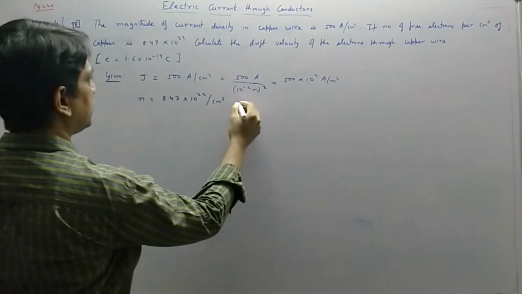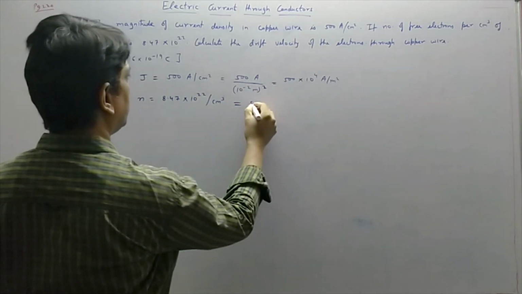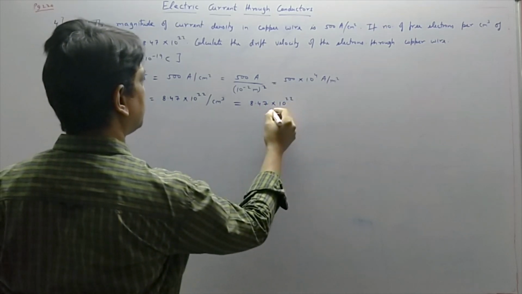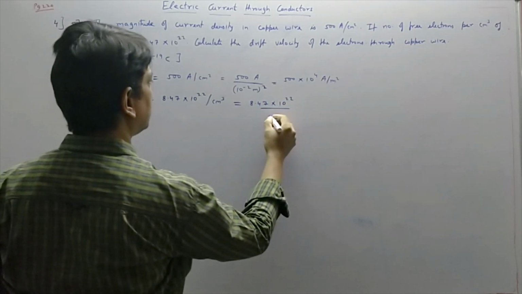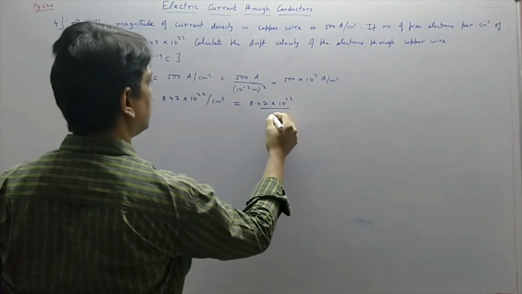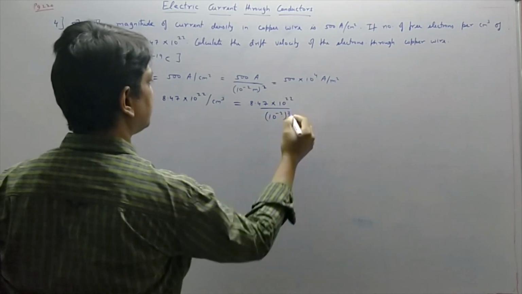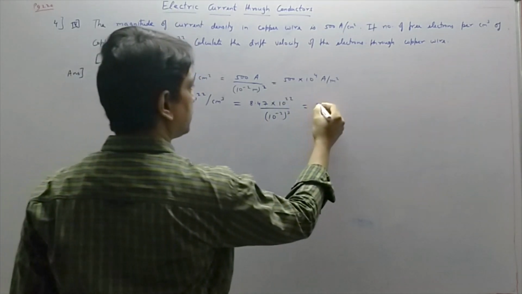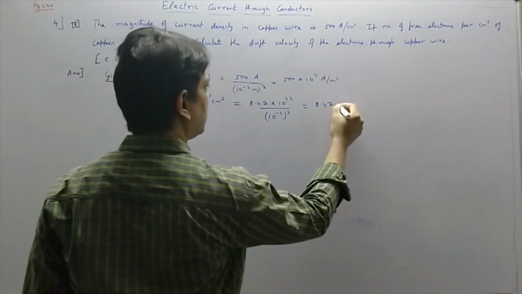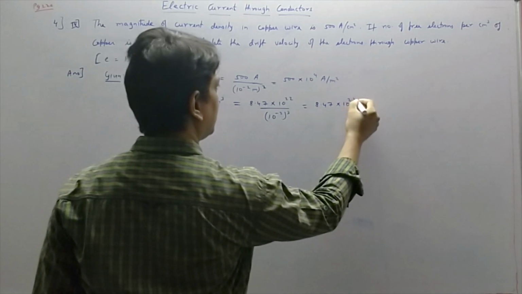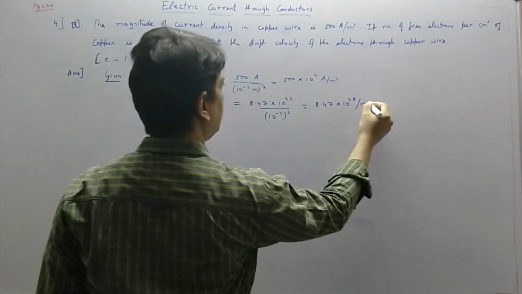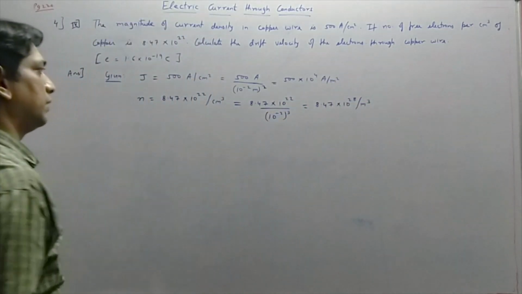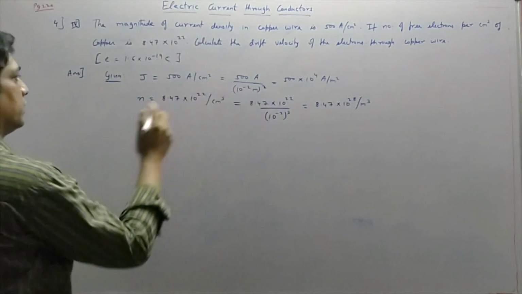So here again what we are going to do is we have to write 8.47 × 10^22 per centimeter cube, divided by (10^-2)^3. So that becomes 10^-6 going up, and it becomes 8.47 × 10^28 per meter cube. We are converting into per meter cube. Minus 6 plus 6 becomes plus 1.